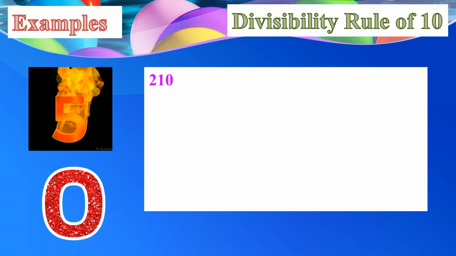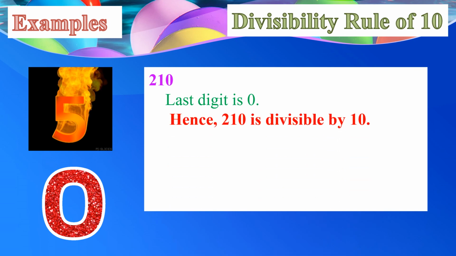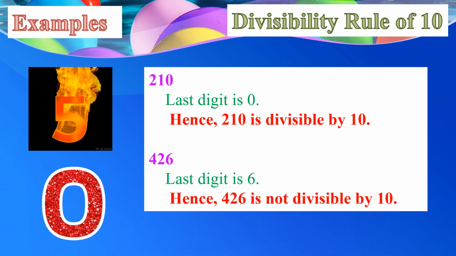210. In this example, the ones digit is 0. Therefore, 210 is divisible by 10. 426. Last digit is 6. Hence, 426 is not divisible by 10.